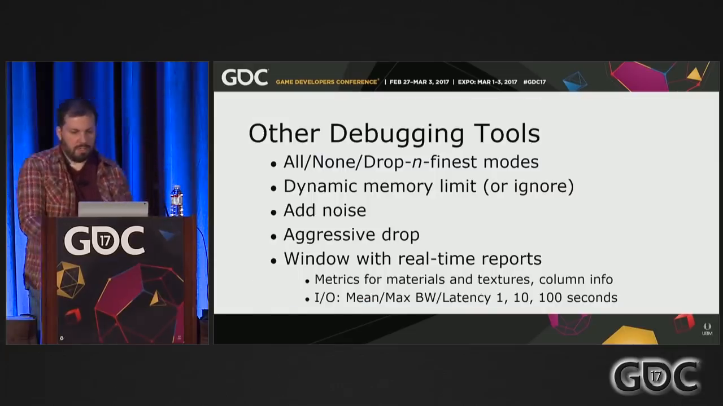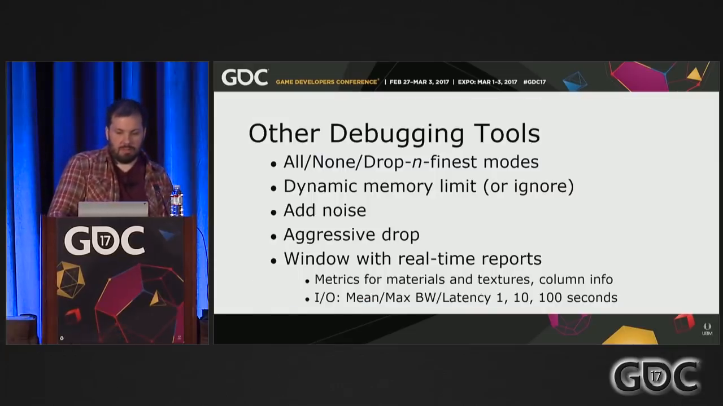Then there's just a bunch of different debugging modes we can set. We can tell it to load all the textures data. We can tell it to load none of it. We can change the memory limit, and that's exposed to PC players. We can add noise on loaded data, which doesn't actually turn out to be that useful because almost everything is going to be noisy then. The at-a-glance shader is a lot more useful than that.